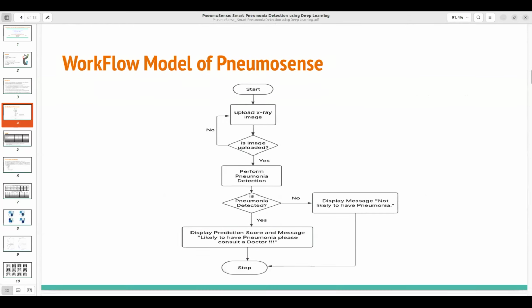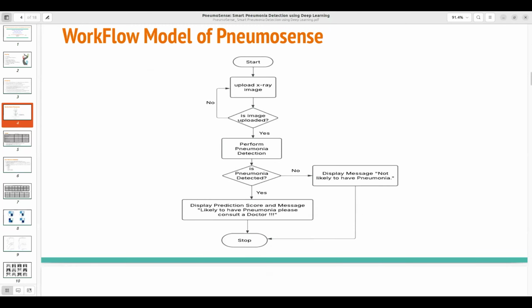Now this is basically the workflow model of the PneumoSense application. Firstly, the user has to upload an X-ray image. If the X-ray image is uploaded successfully, then pneumonia detection will be performed using the deep learning model, that is DenseNet 121. If pneumonia is detected from the chest X-ray, then a message would be displayed that you are likely to have pneumonia, please consult a doctor, and the prediction score will be displayed. And if pneumonia is not detected, then a message will be displayed, you are not likely to have pneumonia. So this is the workflow model of PneumoSense.